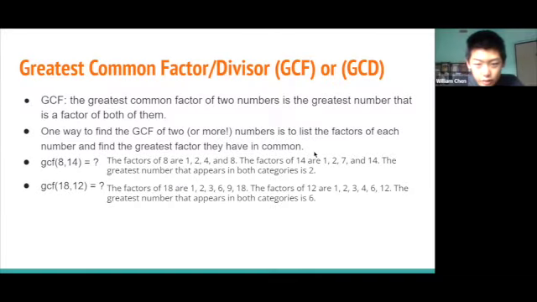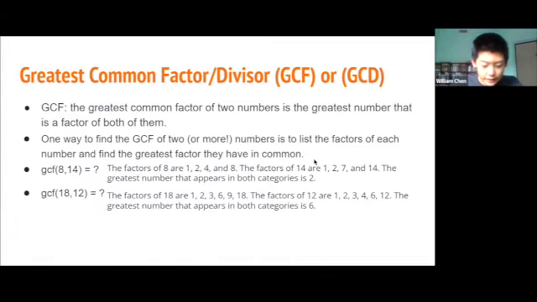Factors of 18 are 1, 2, 3, 6, 9, and 18. Factors of 12 are 1, 2, 3, 4, 6, and 12. Therefore, the greatest common factor is 6, because the greatest number that appears in both lists is 6. So does everyone understand this? If you don't, please raise your hand or type something into the chat.